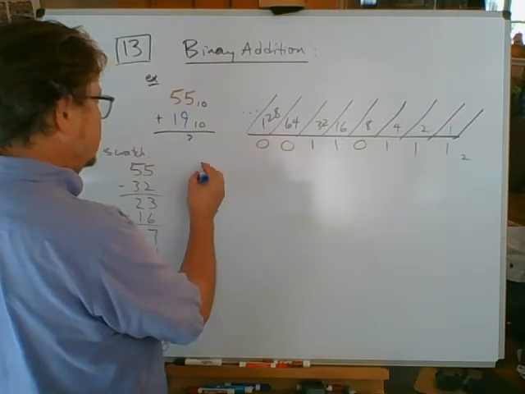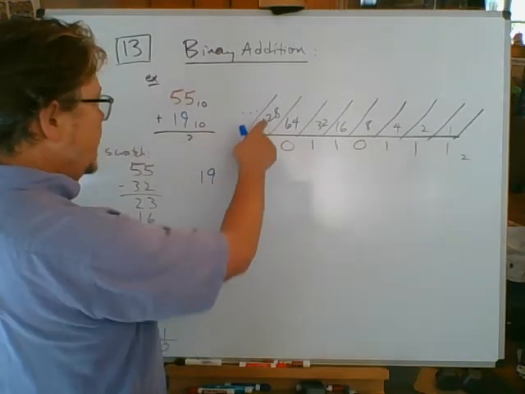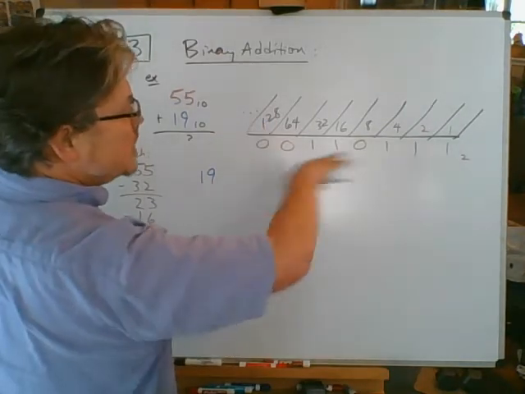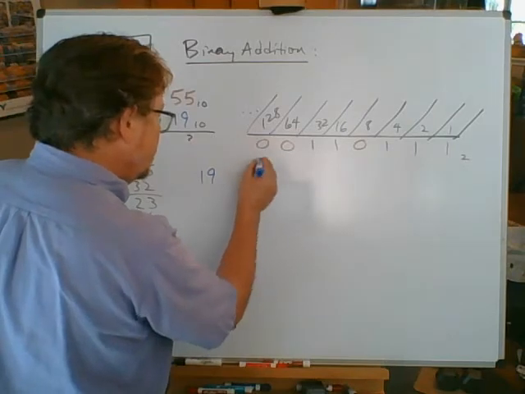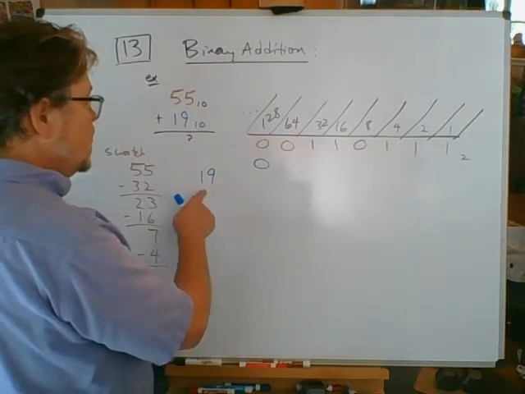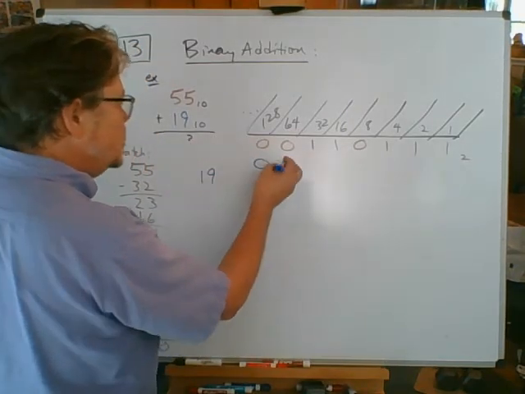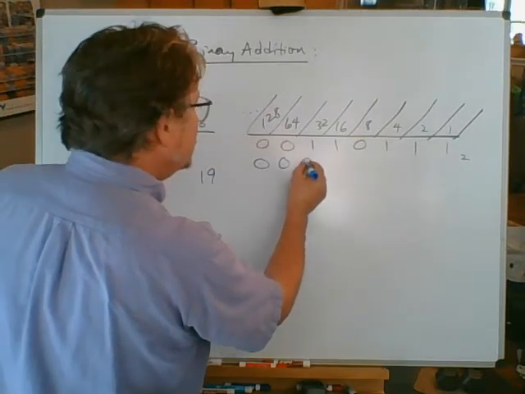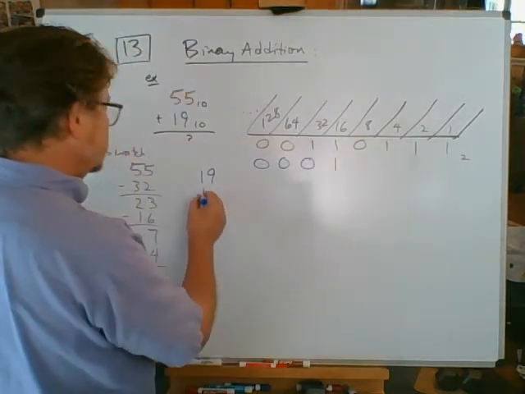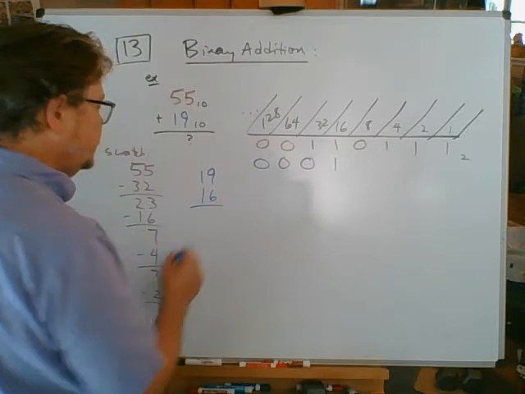In the scratch work down here, I start with the whole 19. How many 128s? None. But since I also want to end up with 8 bits, I'm going to put a blue 0 there. No 128s out of 19. No 64s. No 32s. Yes to 16. 16 is the first yes.